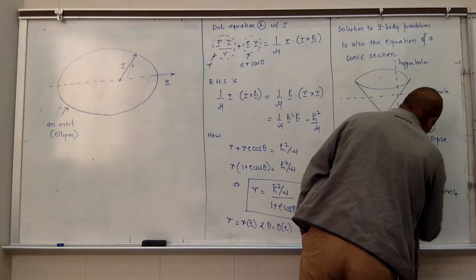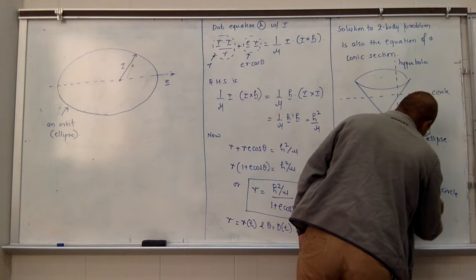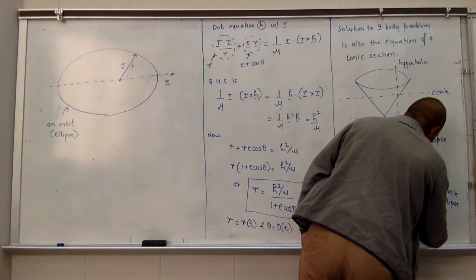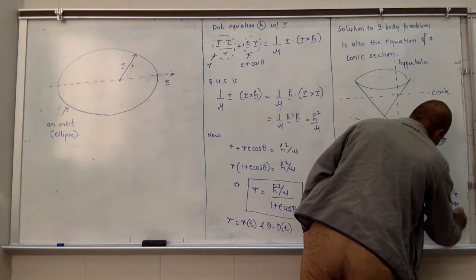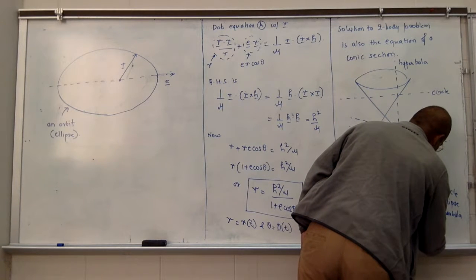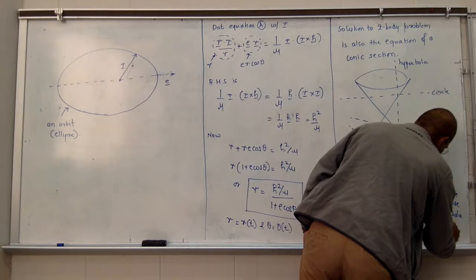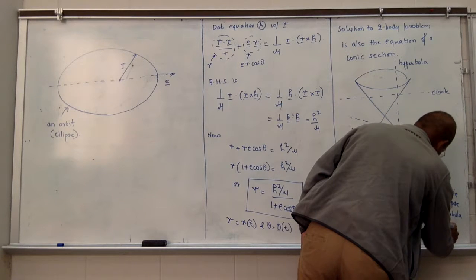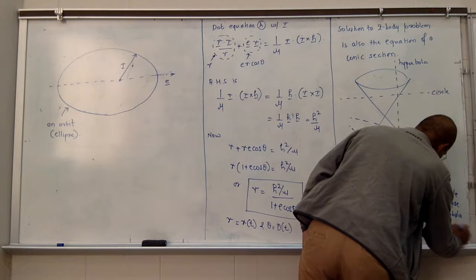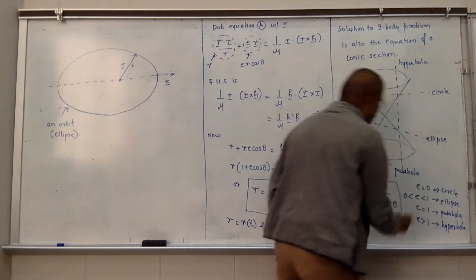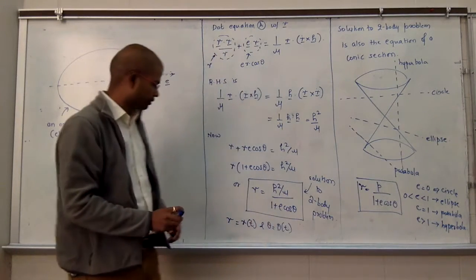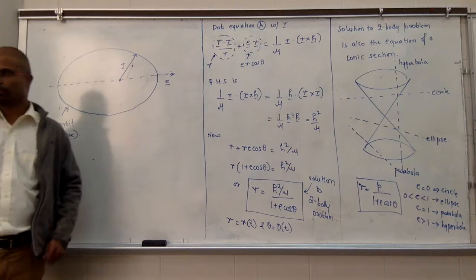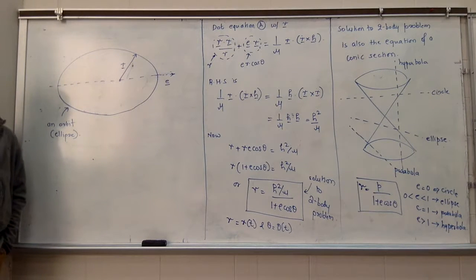If E is less than 1, it's an ellipse. If E is equal to 1, it's a parabola. So that's not really the formula to define an ellipse, it's the formula for any conic. Depending on what E is, it's defined. E is called the eccentricity. You have heard about the term eccentricity? Eccentricity is nothing but a ratio of the major axis and the minor axis.